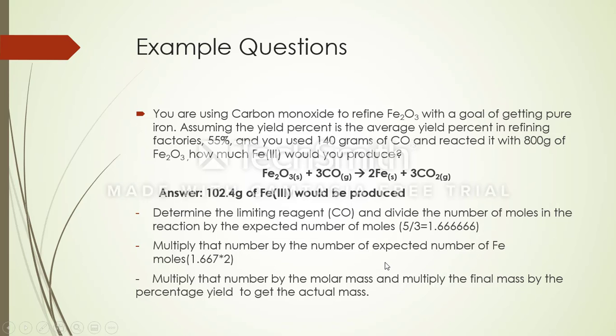Then you multiply this 1.666 by the expected number, or the theoretical number of iron 3 moles. So you multiply that by 2 and you get 3.333. Then you multiply that number by the molar mass and then multiply the final mass by the percent yield to get the actual mass in the reaction. And this is 102.4 grams.